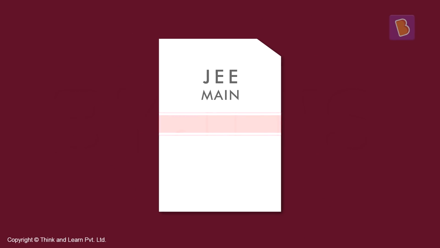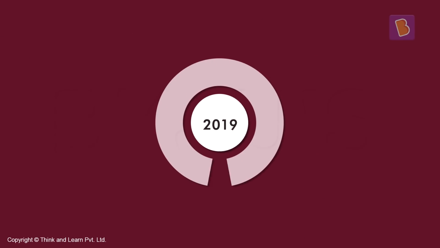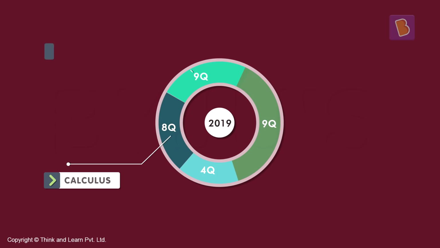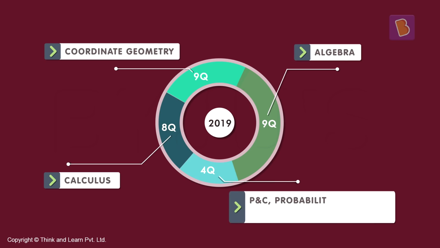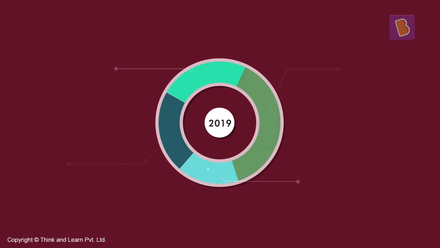So that's about it. That's about how the JEE main paper was, the first paper of JEE main 2019. It had 8 questions coming from calculus, 9 questions from coordinate geometry, 9 questions from the huge section of algebra which included trigonometry and matrices, and 4 questions from PNC, probability, statistics, and mathematical reasoning. The paper was not a difficult paper. Most of the questions were very simple.